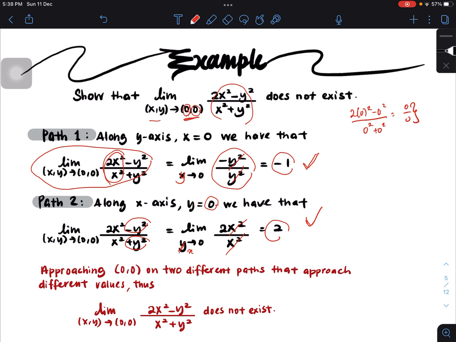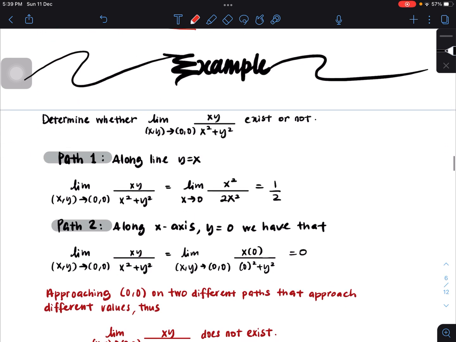Okay, sebenarnya kita kena cari limit untuk banyak path. Tapi kita dah dapat jumpa dah, dua path pun dah berbeza. Makanya macam mana kita nak conclude yang kita ada limit. Sedangkan untuk kita conclude yang function itu ada limit, semua path, semua direction yang menghampiri that point mesti memberi value yang sama. Sekarang kita baru check dua pun dah berbeza. Maka we can conclude that approaching 0, 0 on two different paths approaches different values. Thus, the limit of this function for x and y approaching 0, 0 does not exist.